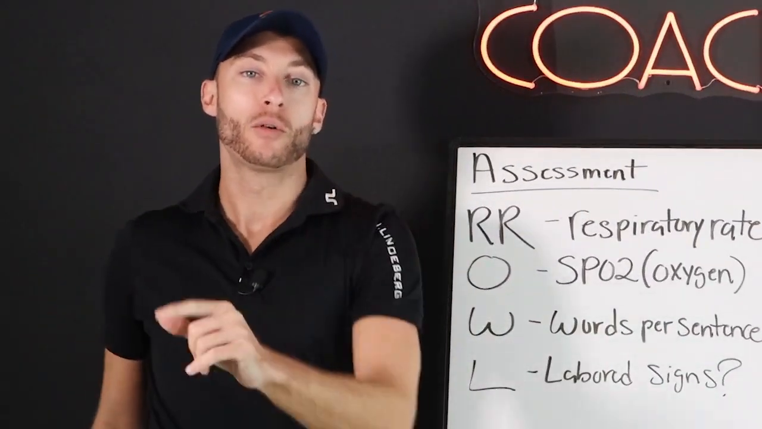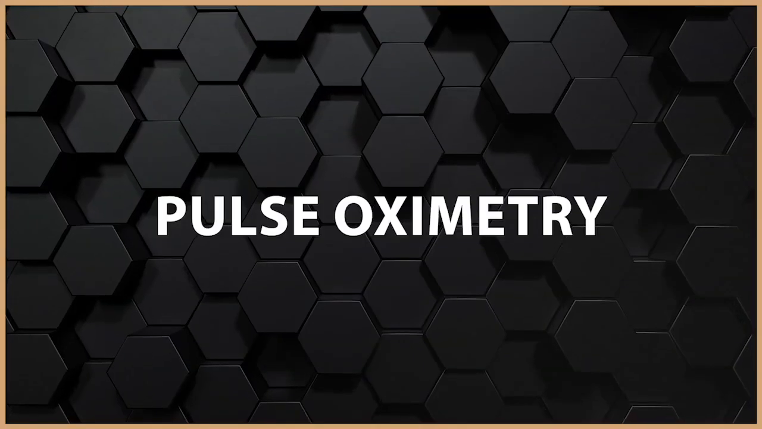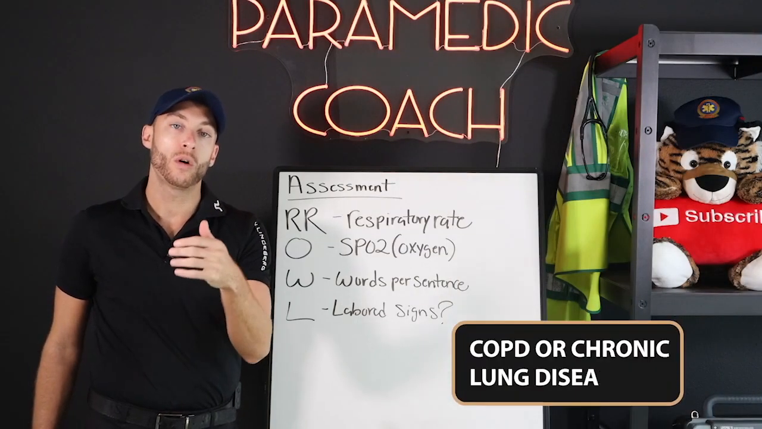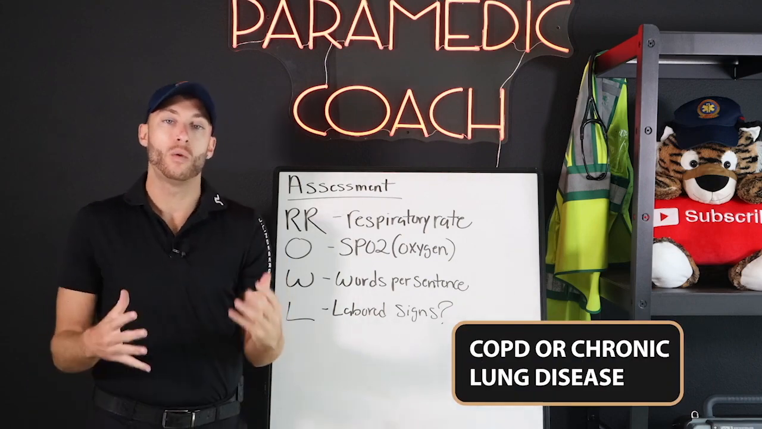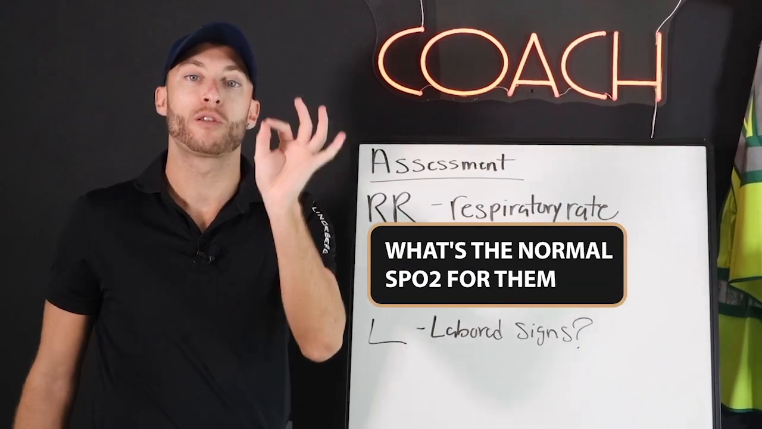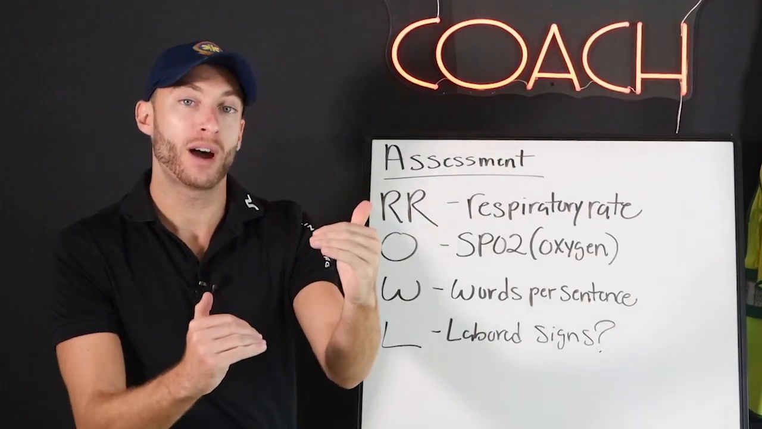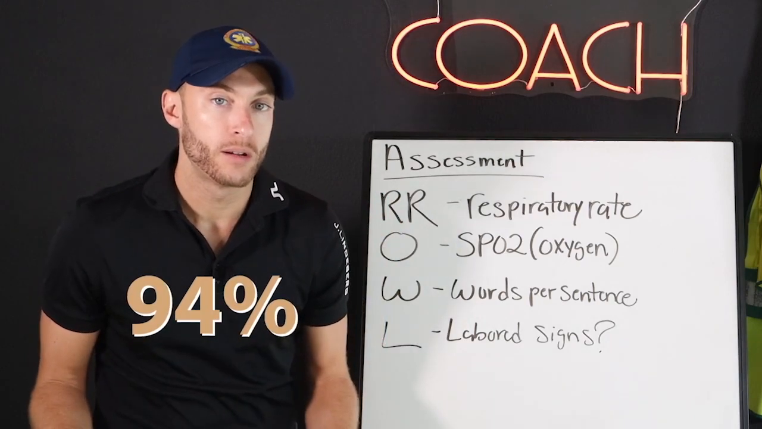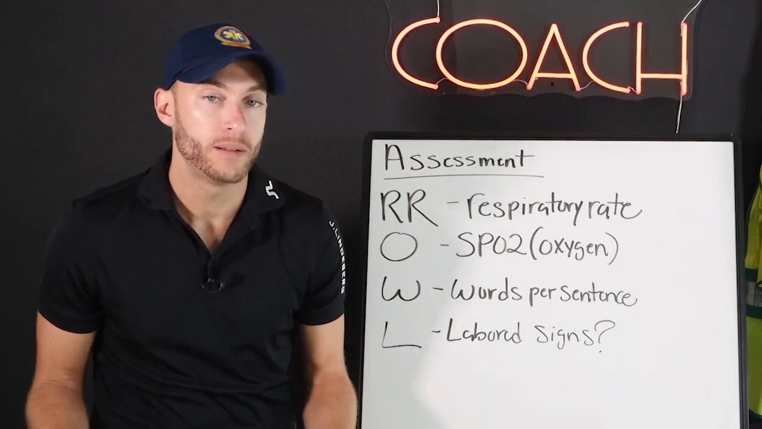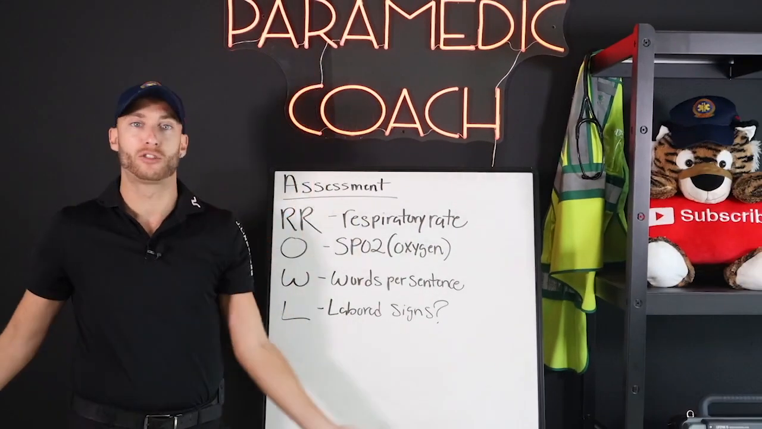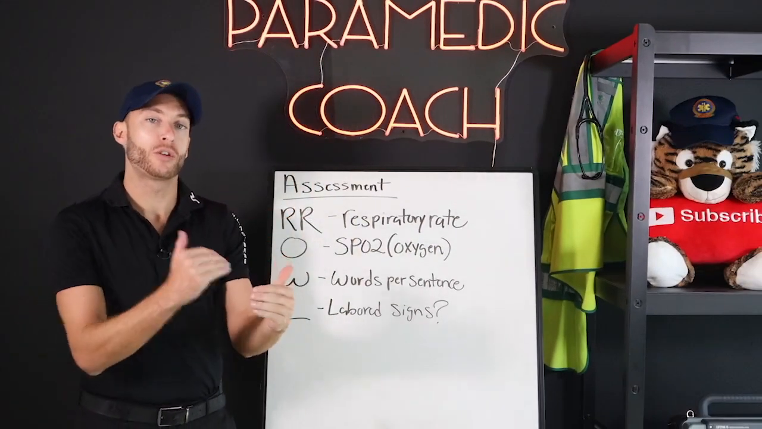Bonus alert, I got a bonus tip for you, and here it is on pulse oximetry. If you have a patient with COPD or chronic lung disease, you want to ask them and their family, what's the normal SpO2 for them, and titrate your oxygen to that level. 94% might be good for somebody with COPD. So we want to get them back to normal, not blast them up to 99. They're not used to being there, right?